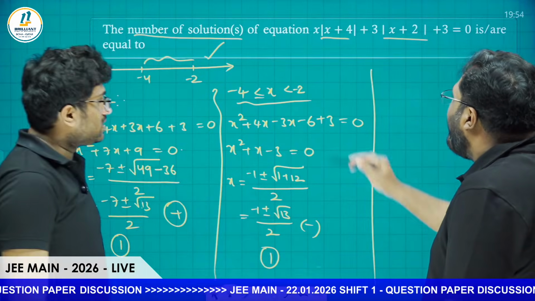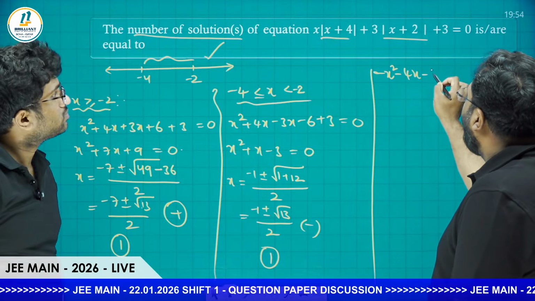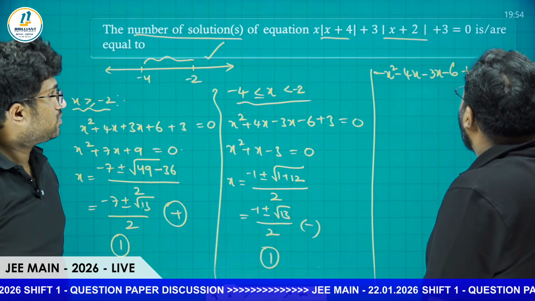Third case. In the third case, both are negative. So less than minus 4: minus x square minus 4x minus 3x minus 6 plus 3 is equal to 0.